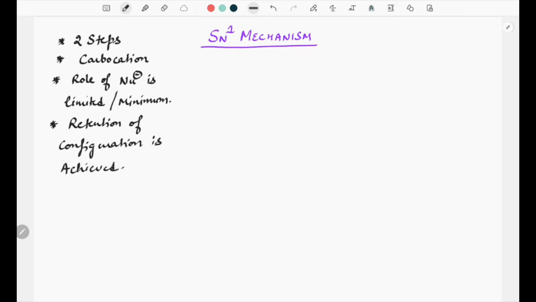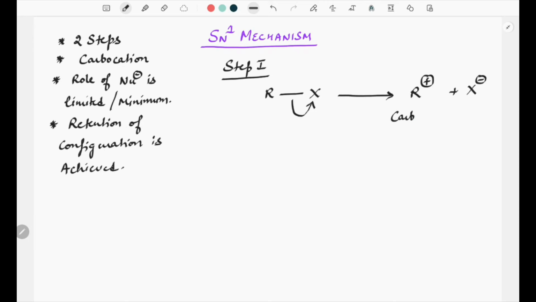So let's discuss what happens in SN1 mechanism. In step 1 the leaving group departs from the molecule on its own and results in the formation of a carbocation. This is what we call a carbocation, in which carbon has a positive charge. So what is the first step? First step is formation of carbocation.